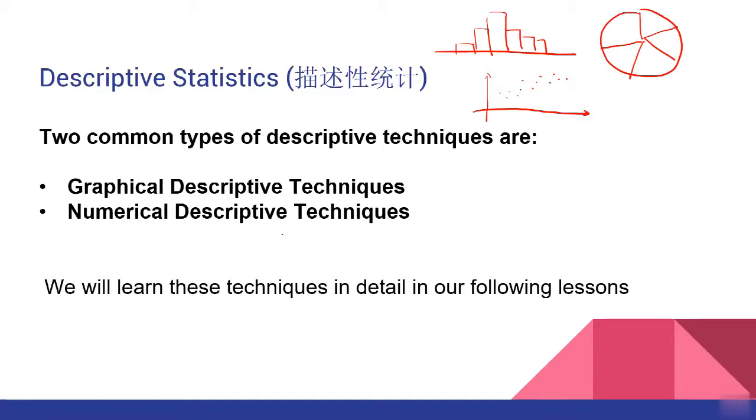And the other technique is called numerical descriptive techniques. For example, when we calculate the mean, median, variance, or standard deviation, etc. These measurements are called numerical descriptive techniques. Okay, and in our following lessons, we'll learn these two types of descriptive techniques separately.